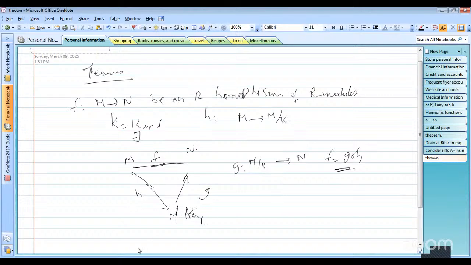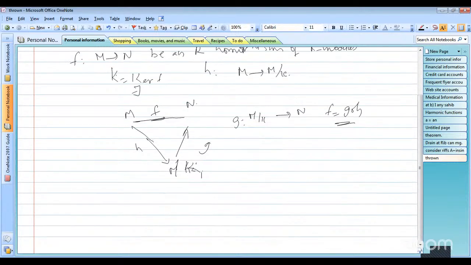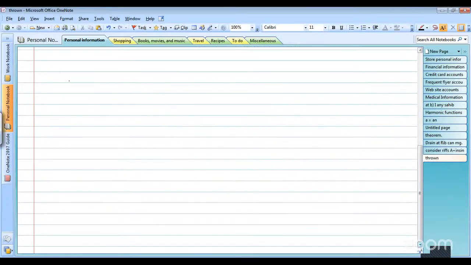So therefore further the following conditions hold. The first condition is: g is an isomorphism if and only if f is an epimorphism.